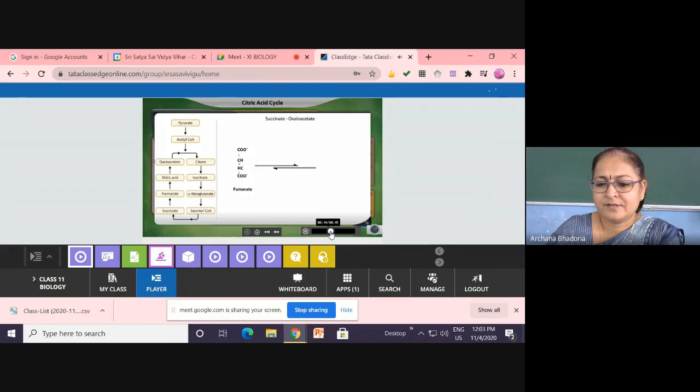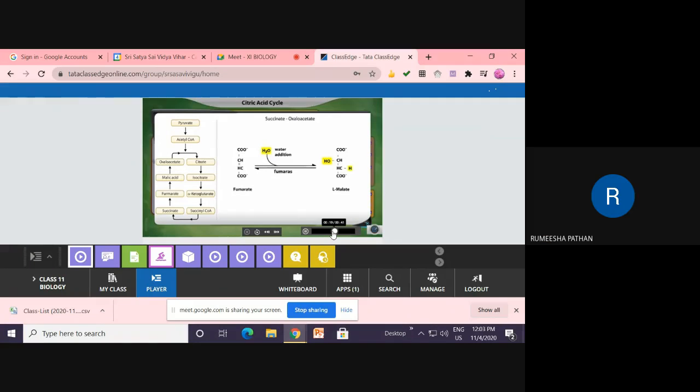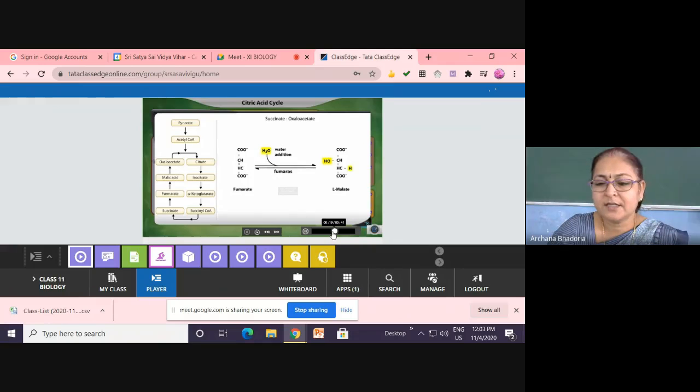Next, fumarate is hydrated to malate. Okay, so write down now. This reaction only? Yes, ma'am. Okay, so fumarate in the presence of the enzyme fumarase is converted into malate. So here the hydration is going on, that is addition of the water molecule.